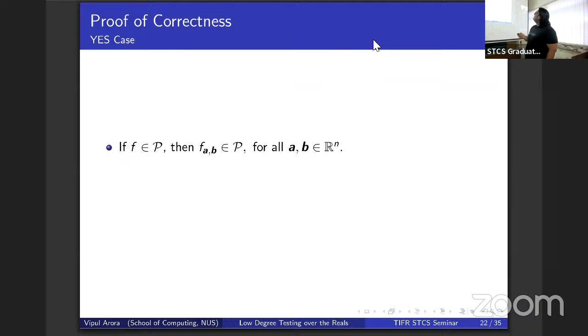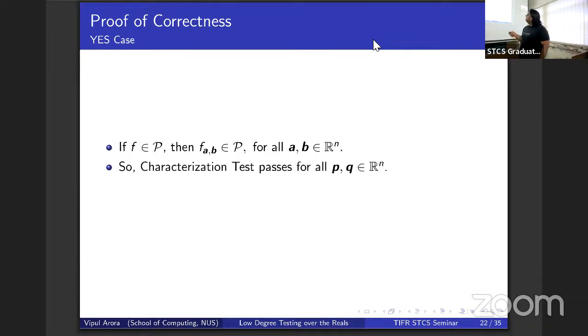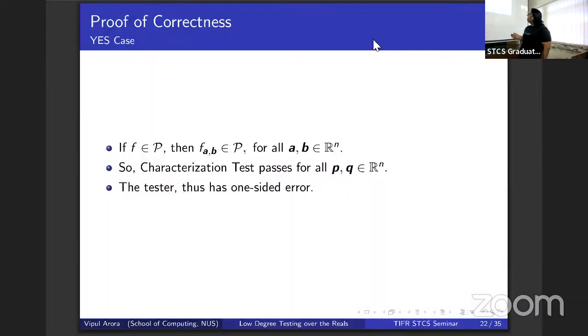So let's quickly see a proof of correctness. In the yes case, f is a degree d n-variate polynomial. So f restricted to the line through a and b is a degree d univariate polynomial for all points a, b in R^n. So the characterization test trivially passes for all such choices of P and Q. And therefore the tester has one-sided error.